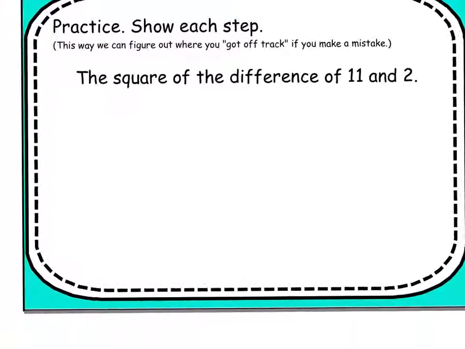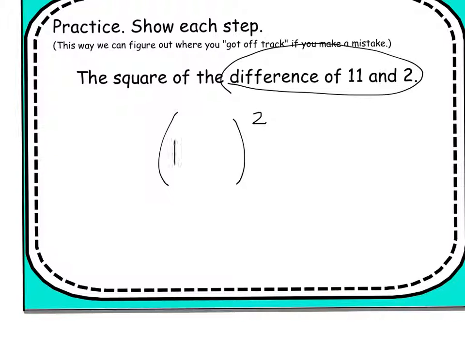The very last one, it says the square. So we're taking something and we're squaring it. The difference of 11 and 2. So the difference would be with subtraction. 11 minus 2 gives us 9, and 9 squared means 9 times 9, which gives us 81.